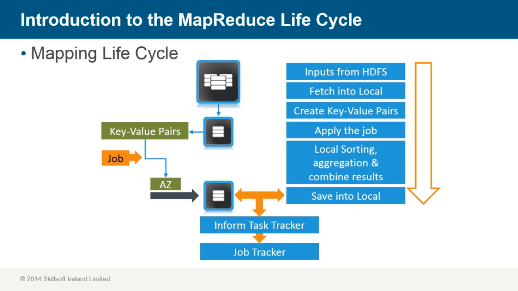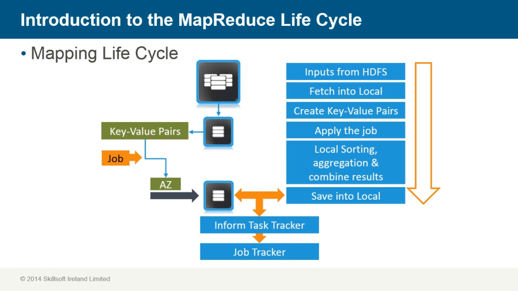Let's go over the map phase, or the mapping lifecycle. 1. Inputs from the HDFS are fetched into the local copy according to the required input format. 2. Key value pairs are created. 3. The specific job according to the map function will be applied to all the key pairs. 4. The data will be sorted, aggregated, and combined locally.